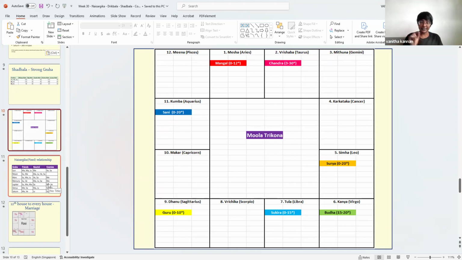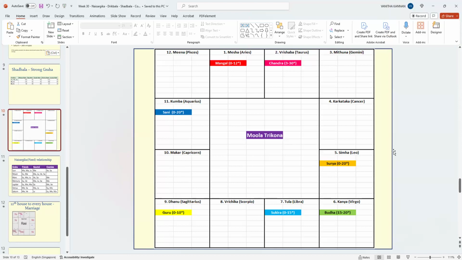This is really based on the Mula Trikona of the corresponding grahas. You may already remember the Mula Trikona, but I'm not going to give you the understanding of the Mula Trikona. I'm going to give you the chart and tell you how you can remember that also. But the principle behind finding the fixed relationship is based on the Mula Trikona. So you should have an understanding of which is the Mula Trikona of which graha.